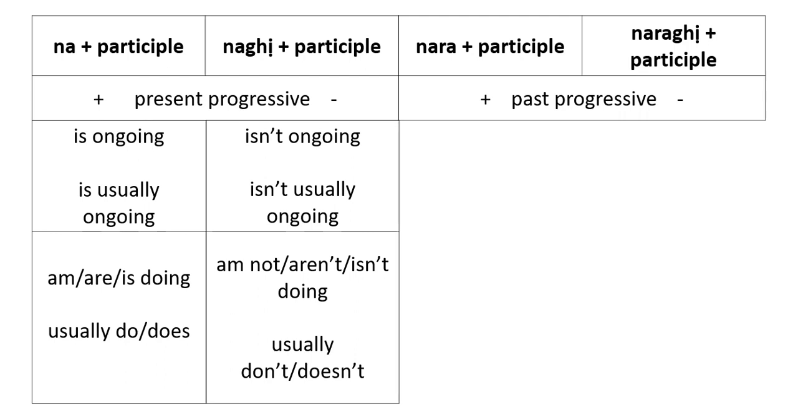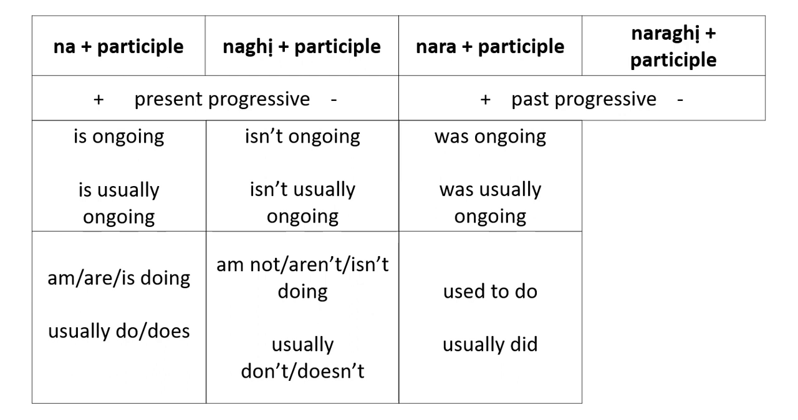Nara plus a participle and naraghị plus a participle are in the past tense. And of course, they're also progressive. Nara is used to say that something was ongoing or was usually ongoing. So it's like saying, I used to do something. The process happened in the past. Or that I usually did something. The process was usually happening in the past.